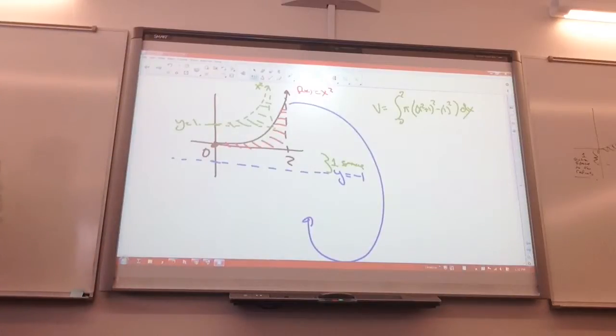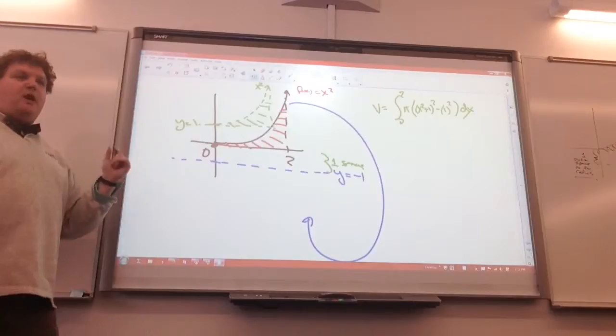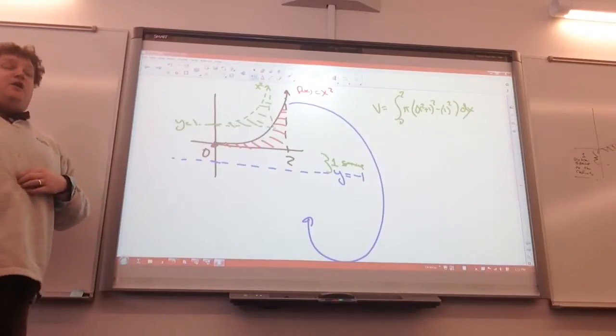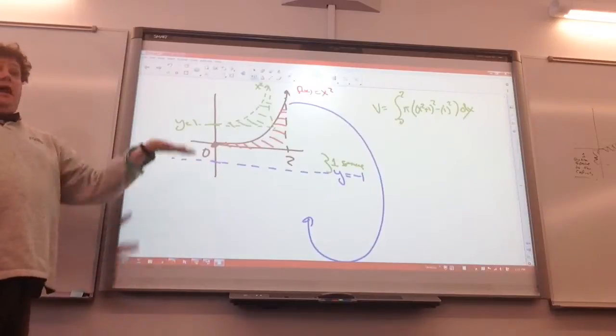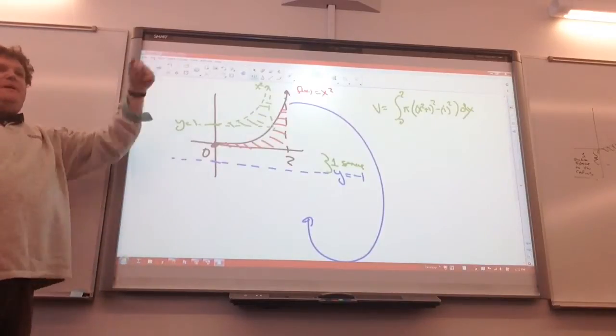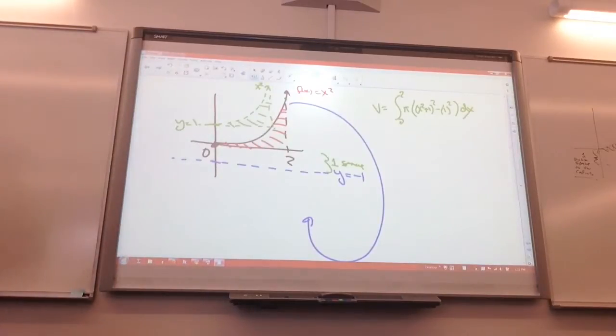And changing this thing into a washer method problem like I've written out here, okay? So, if my line is below, I add up to get everything else. What do you think happens if my line is above? You subtract from it to pull everything back down, okay?